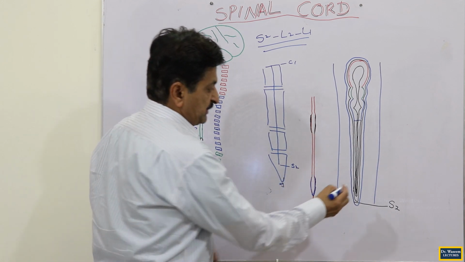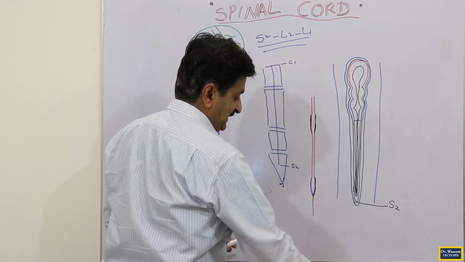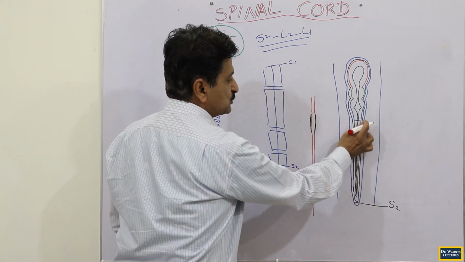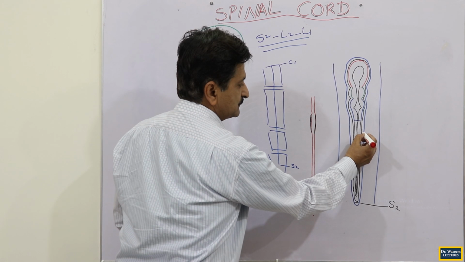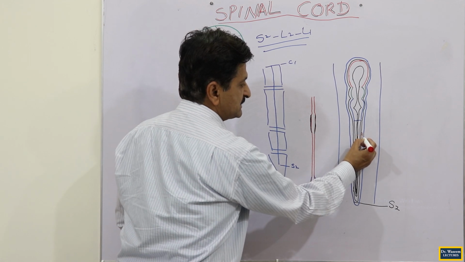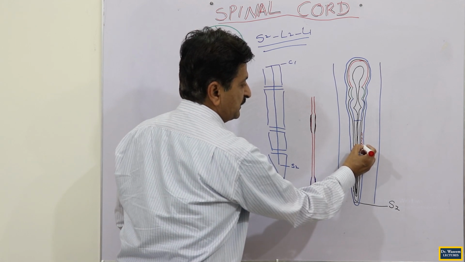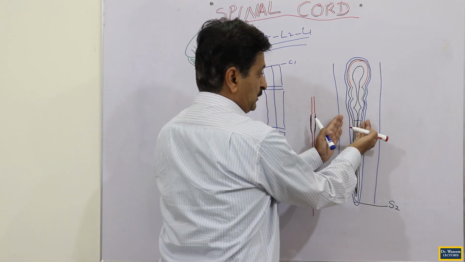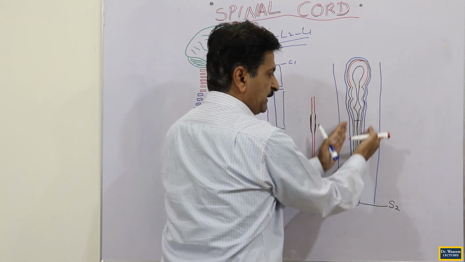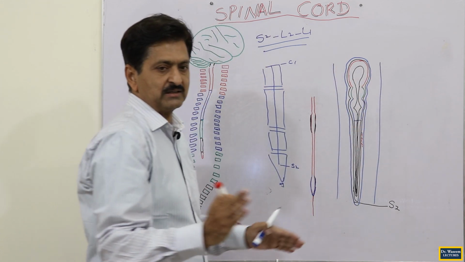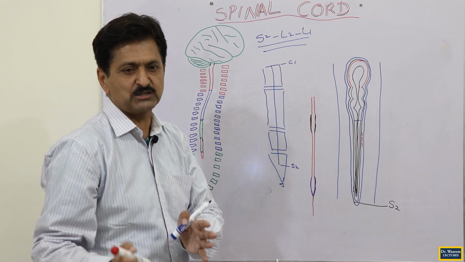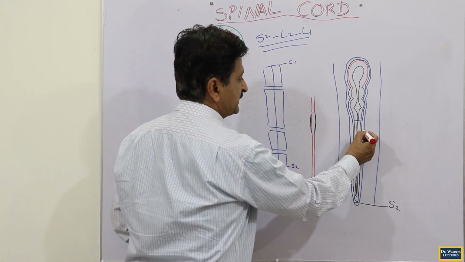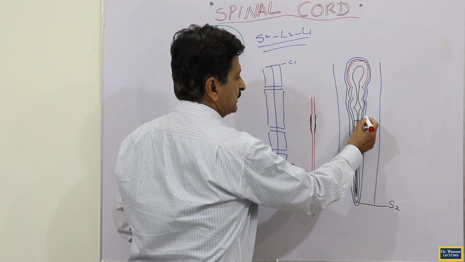And the potential space between the pia mater inside and the arachnoid mater outside is called the subarachnoid space. The subarachnoid space contains a fluid called the cerebrospinal fluid, because this space is present not only around the spinal cord, but around both brain and spinal cord. So this space contains the fluid which surrounds the brain as well as the spinal cord. That's why we call it cerebrospinal fluid. This cerebrospinal fluid is accommodated in the subarachnoid space.